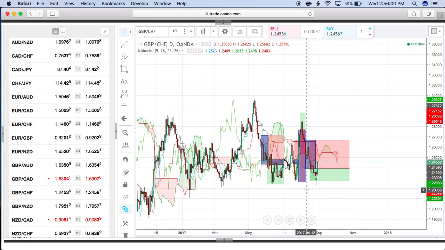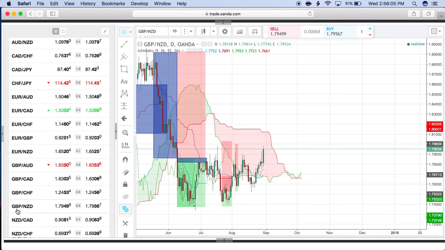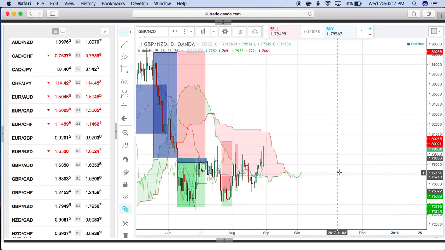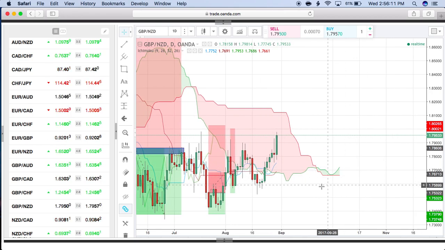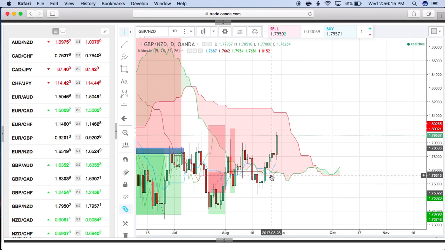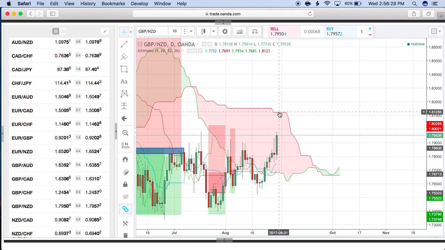This goes till last year, but Pound Swiss, Pound Kiwi. Okay, this will be something to watch over the next few days. So I've got a green cloud. I've got long arrangement for these two lines. I got this line, which is called a Chikou span, which matches the closes. It's above the price 26 days ago. So we have all green lights.